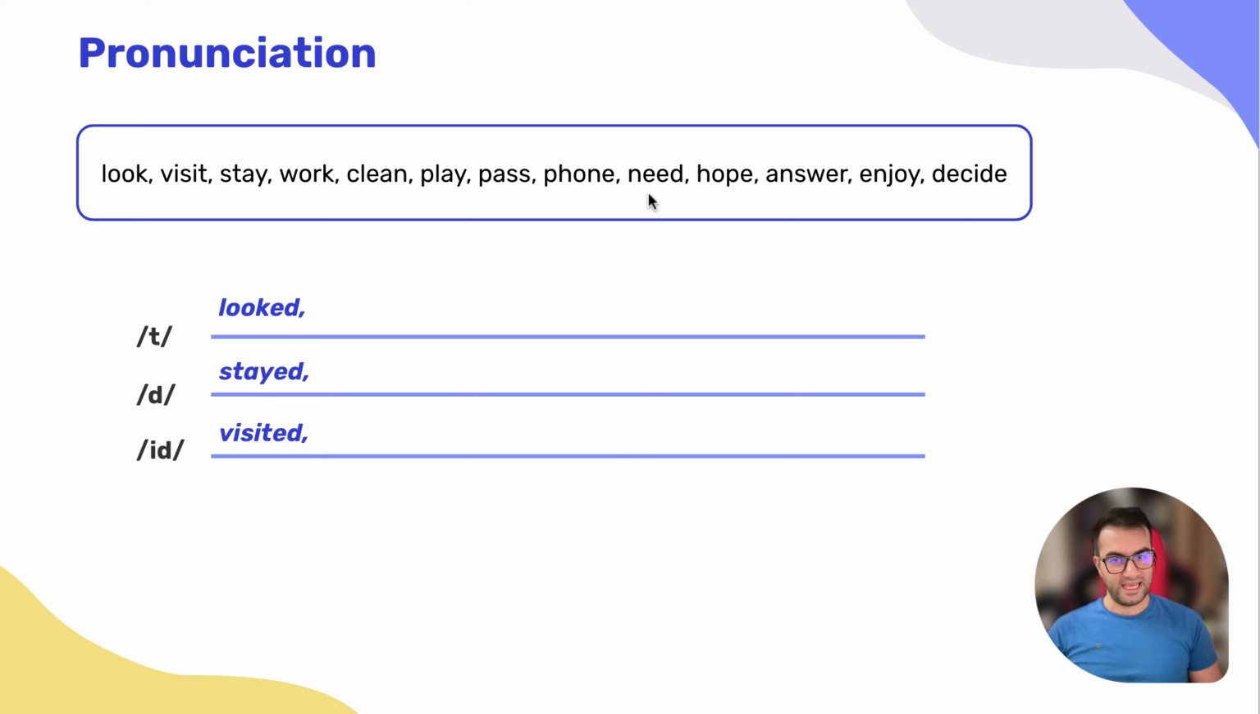Need, so it ends with d, then needed. Hop, so p is voiceless, then hopped, right? Answer, it's voiced, answered. Enjoy, again voiced, enjoyed. Decide, so we've got that d at the end, it becomes decided. Well, again, you don't have to remember all of them, but just follow the tune, the rhythm. All right. So after some time, you will be able to pronounce them all correctly.